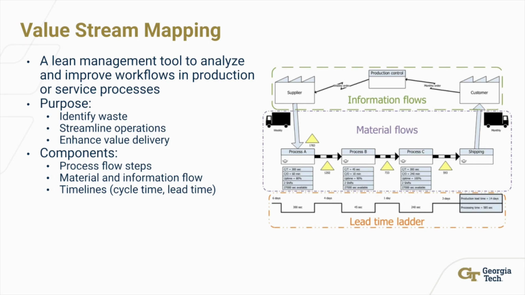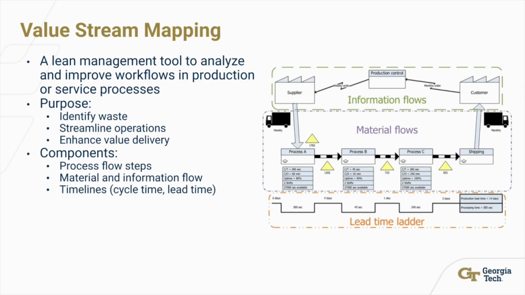Here you have the information flows. You also have material flows and a lead time ladder. All of these come together to create the value stream map. By identifying inefficiencies in this map, you can make targeted improvements. The components include the process flow steps, the material and information flow, like I said, and the timelines.